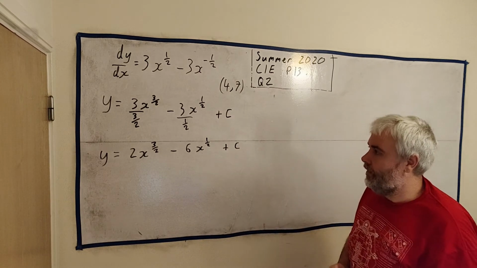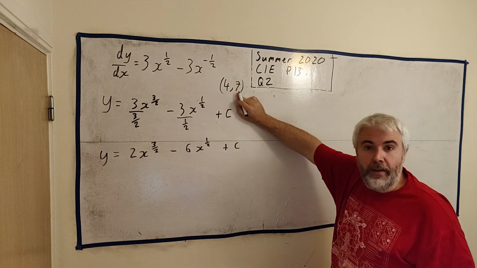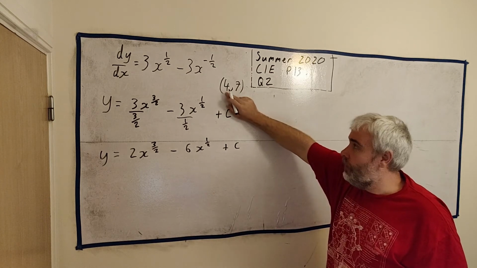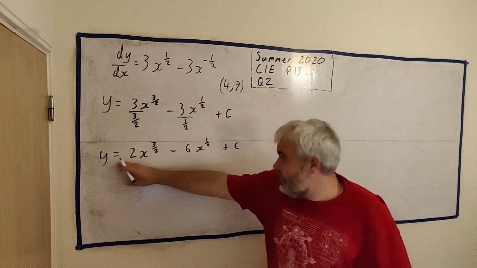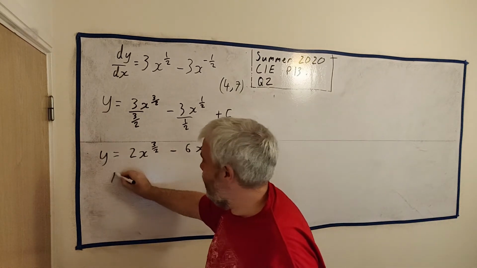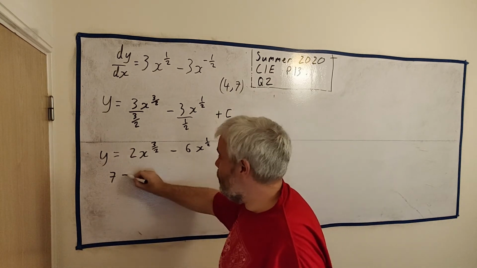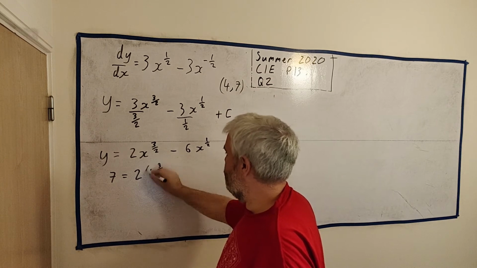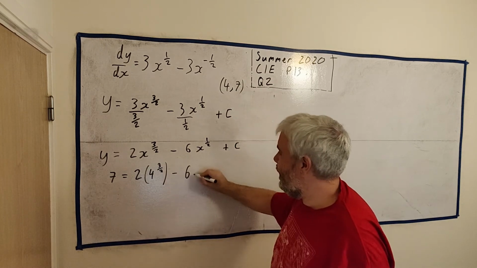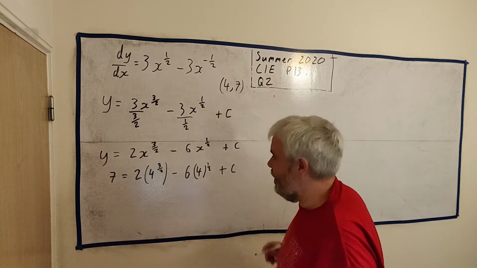How do we get it? Well, we must remember what this is. This is x, y. When x is 4, that's what this is telling me, y must be 7. So here's x and y. We can just put these numbers in. This point here is telling me that 7 must equal 2 times 4 to the power of 3 over 2 minus 6 times 4 to the power of a half plus c.